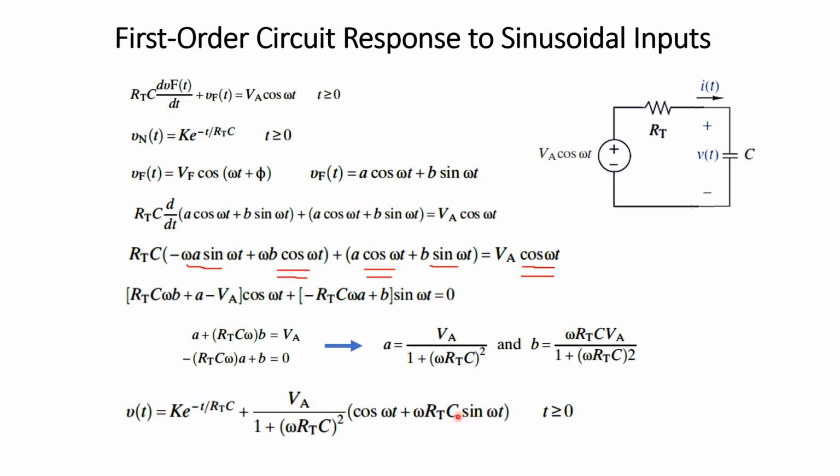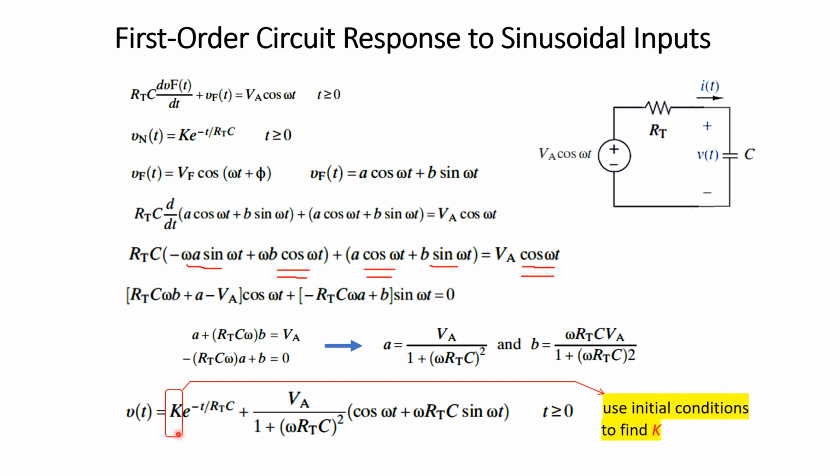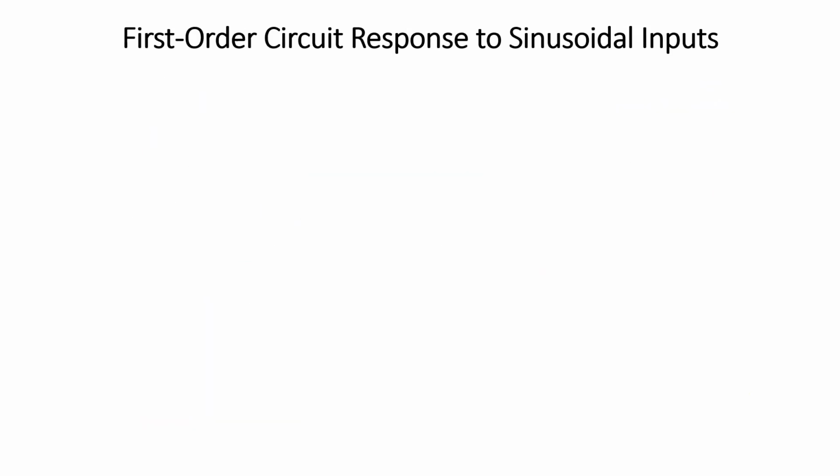And then knowing A and B in our assumed form of the forced response, A cosine plus B sine. So this is A cosine plus B sine, and we end up over here. This is our natural response. Now this is the complete response: natural response plus the forced response for t greater than or equal to 0. Now only one thing is unknown. K is an arbitrary constant. We can determine this K by applying initial conditions. We will discuss in the next slide.